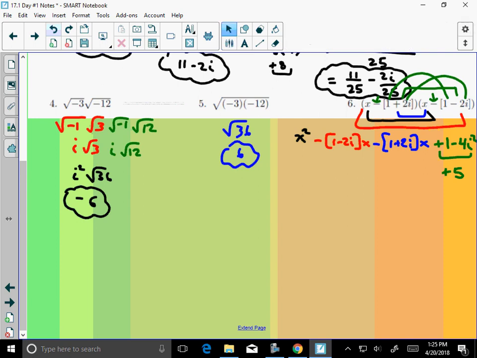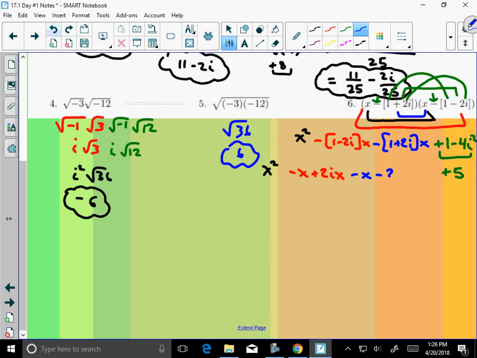All right, let's clean up the rest of this. I got an x squared. If I distribute an x to each of these terms, I'd get negative x plus 2ix. Where'd you get the plus? Well, negative of a negative, right? And then what do I get in the other one? Negative x minus 2ix. So the 2ix and the negative 2ix, they go. What happens with these two? Yeah, so I get x squared minus 2x plus 5 if I FOIL that out.